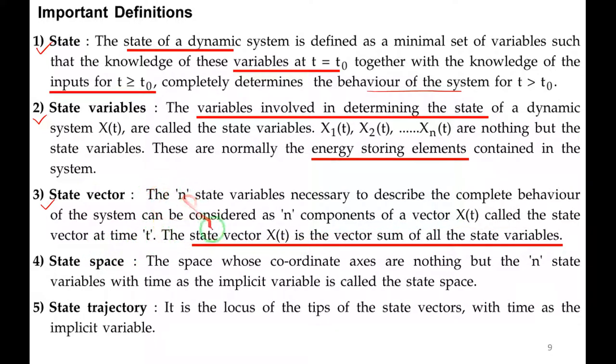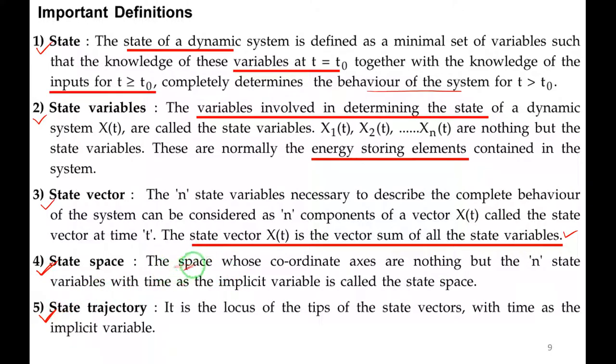That is one way, or else you simply say the state vector x of t is nothing but the vector sum of all the state variables. This is simple, I think, right? Okay. Then what is state space and state trajectory? You will not understand anything now. If I go to the next slide and explain a few things, then you will come to understand what is state space and what is state trajectory.